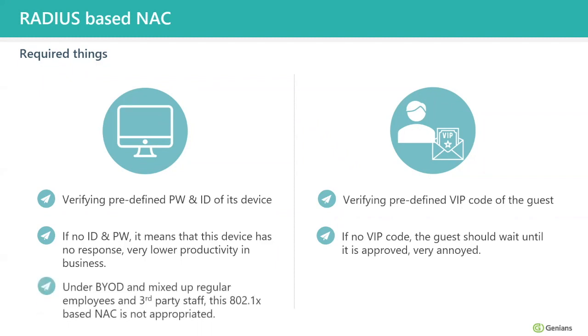What if your company has a mix of regular employees and third-party staff? It means that there are multiple various devices appearing in the business environment. So you may find it very hard to authenticate all of the types of devices to keep your business working. Therefore, to solve this problem, under 1x authentication, RADIUS-based NAC needs manual support by the IT manager. It means that there is very low productivity in the business.